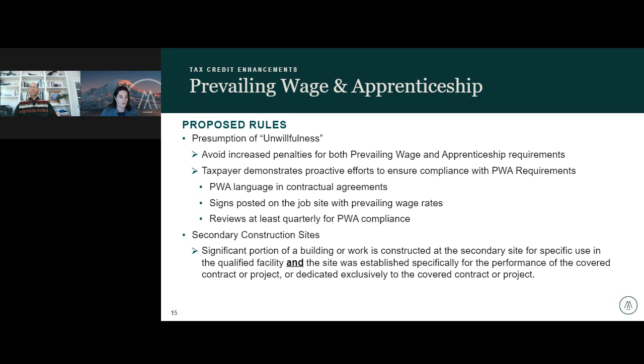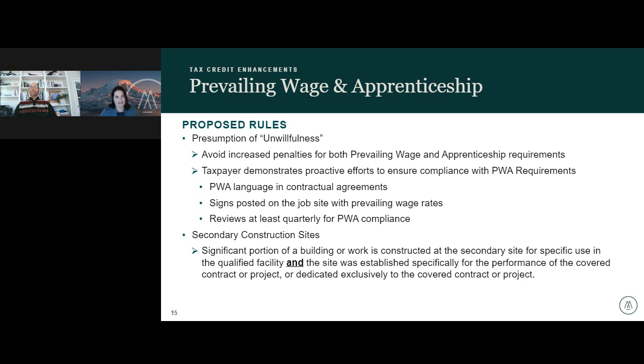Now, what requires you to meet prevailing wage and apprenticeship requirements for a secondary site is if a significant portion of a building or work is constructed at the secondary site for specific use in the qualified facility. So this is intended to exclude a wind turbine that is manufactured at a different site, transported to and installed. That manufacturing site for wind turbines, because they're likely manufacturing turbines for other projects, other installations, is not a dedicated facility. So it's not going to be considered a secondary site.